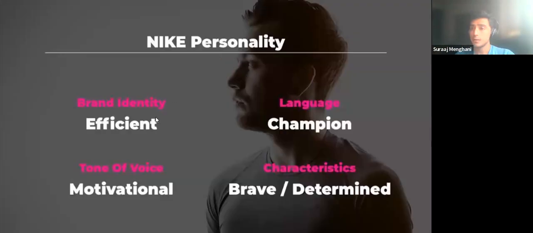Here, have a look. The brand identity is efficient. The language is champion. They always hire the champions of each and every field: Cristiano Ronaldo, Roger Federer, Tiger Woods, Rafael Nadal, if I'm not wrong. I think Nadal is also Nike, right? I don't know. Let me know, guys, if you all know it. Hopefully, some of you let me know.